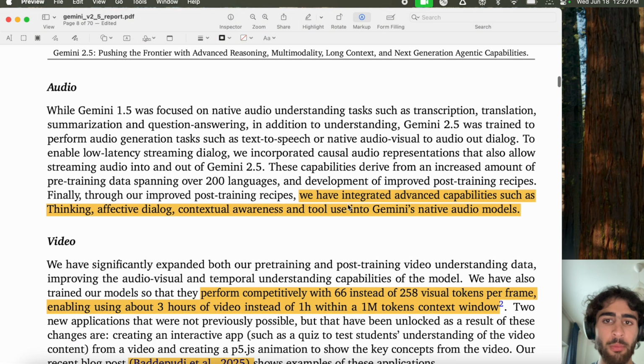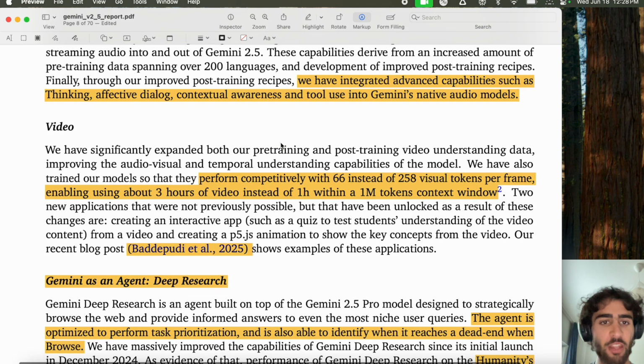Then for audio, they integrate advanced capabilities such as thinking, affective dialogue, contextual awareness, and tool use into Gemini's native audio models. Video, which is pretty cool. How did they get to 3 hours? Well, in essence, what they did is that they reduced the number of tokens per frame from 258 to 66, which is a factor of 4, but somehow this only increased the amount of hours that it can fit into the context window by 3.